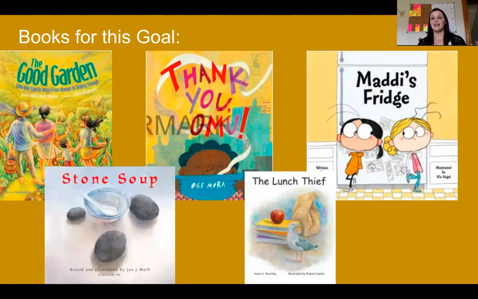So I don't want to violate any copyright and literally read you the book, but I could because it was really good. So that's one that I highly recommend. That was The Good Garden.